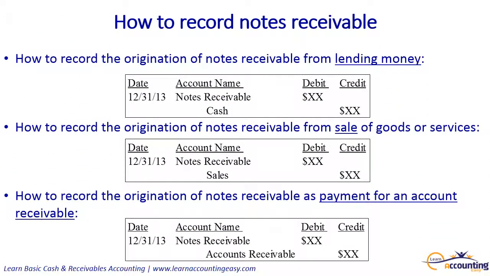Now what we have here is simply journal entries for each of the ways that we can receive a note receivable. At the top, we have lent money to someone or some entity, so we debited notes receivable and we credited cash. Secondly, we made a sale, and in exchange for that sale, we received a note receivable instead of an account receivable. And so we debited notes receivable again, but this time we credited sales. At the bottom, we received a note receivable as payment for an account receivable. So we debited notes receivable again, but this time we credited accounts receivable, meaning we removed that amount from the accounts receivable balance.